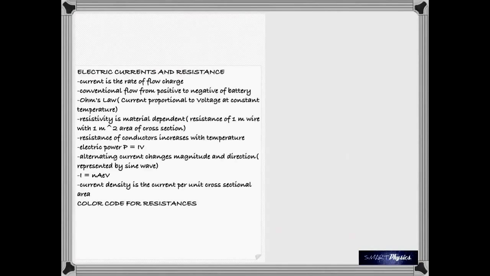The most important law in electricity, Ohm's law. What does it state? The current flowing through a conductor is proportional to the voltage maintained across its ends at constant temperature. Why do we need to use the clause at constant temperature? That's because if temperature changes, the resistance will change.